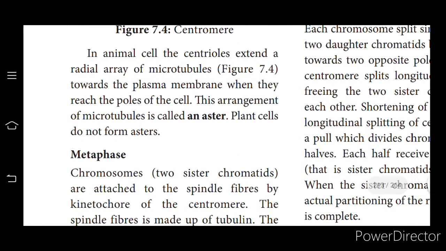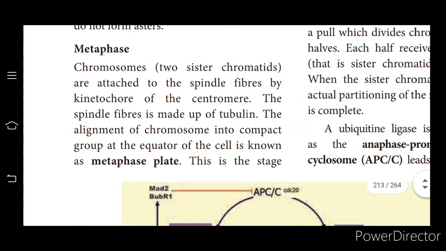In animal cells, the centrioles extend and a radial array of microtubules is formed. When they reach the poles of the cell, this arrangement is called an aster. Metaphase is the phase where the chromosomes become much more condensed, and then they form the kinetochore. The centromere, which is a constriction in the chromosome, is also called the kinetochore.